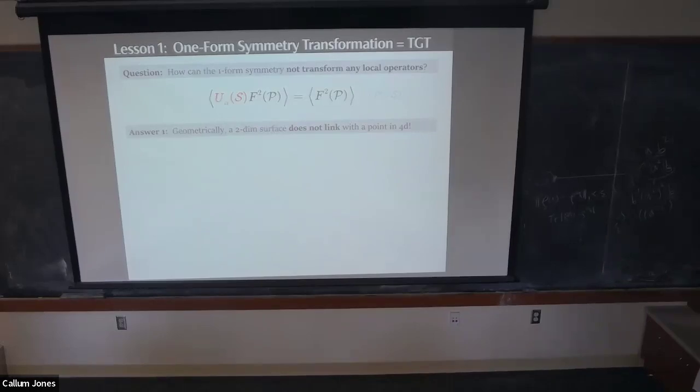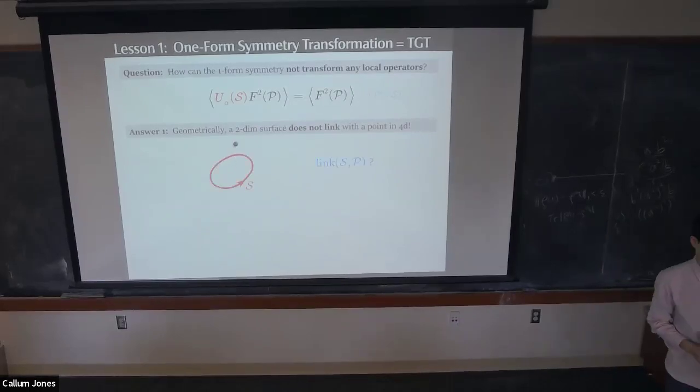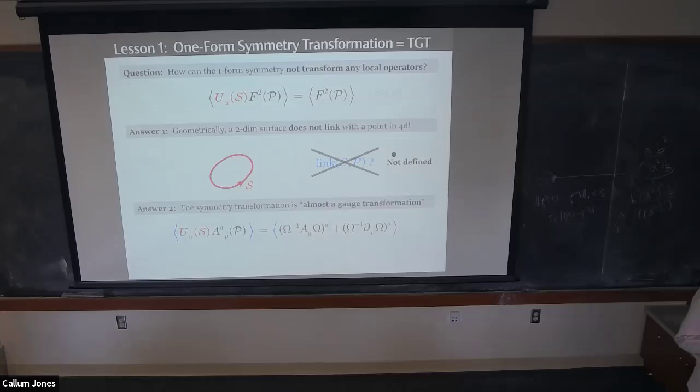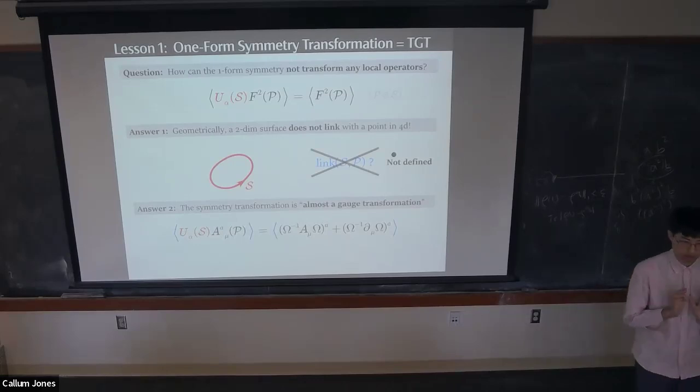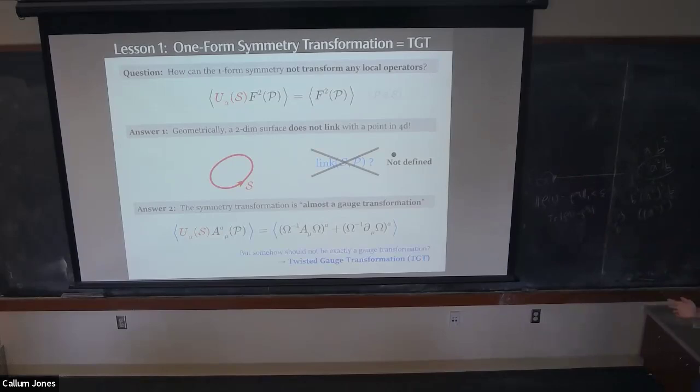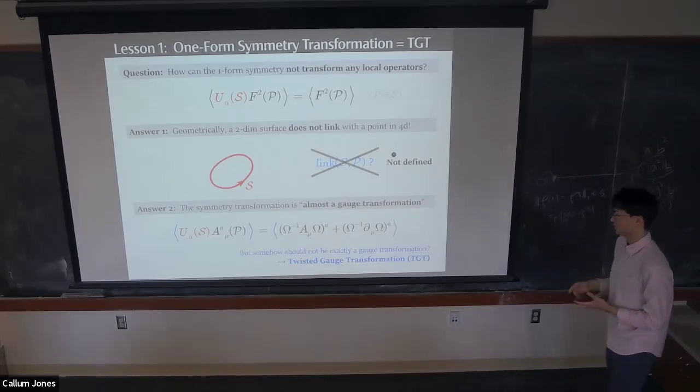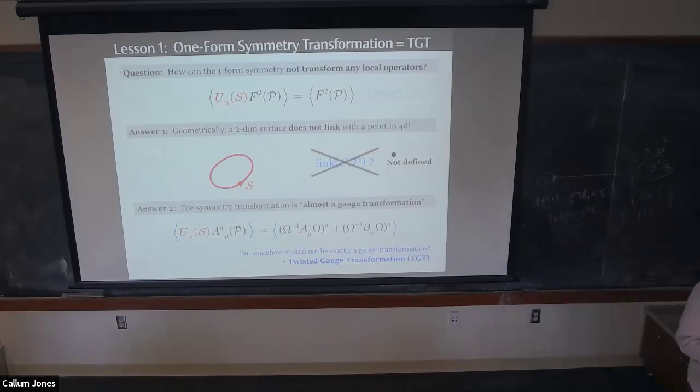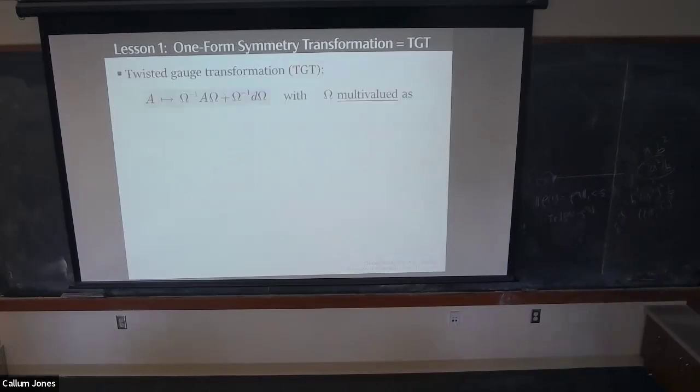Geometrically, this happens because a two-dimensional surface does not link with a point in 4 dimensions. So the linking number between the surface and the point in 4 dimensions is not 1. But more concretely, I can say that the symmetry transformation takes the form of a gauge transformation. That is precisely why the field strength squared is left invariant. But it should not be literally a gauge transformation. So let me call this mystery transformation the twisted gauge transformation, and let me explain what that terminology means.